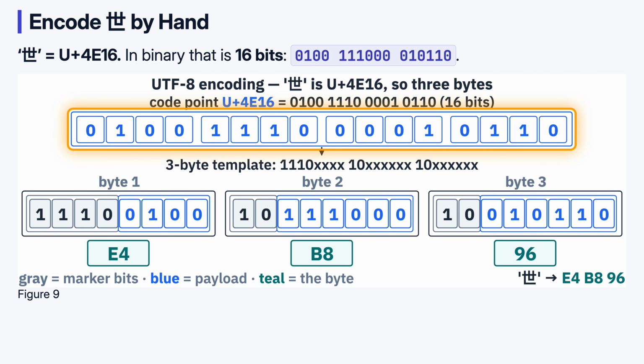Let us encode a real character by hand. The Chinese character meaning world, code point U+4E16. First, write the code point in binary. 4E16 in hexadecimal is 16 bits: 0100, 111000, 010110. 16 bits is more than a 2-byte form can carry, but it fits the 3-byte form, which has room for 16 payload bits. So this character will take 3 bytes.